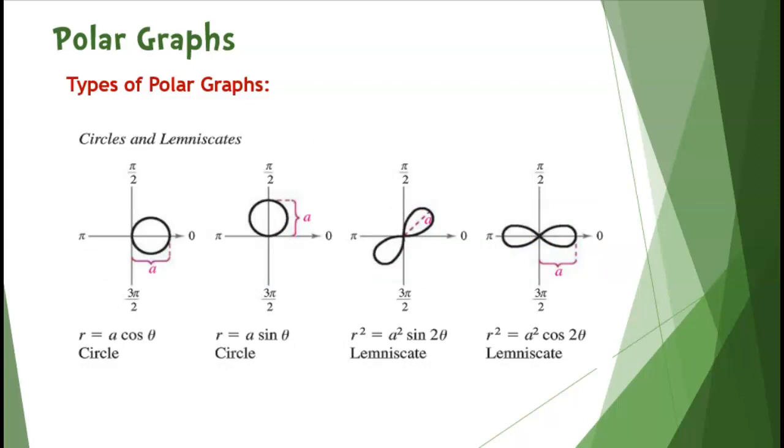And finally, we have the circle, which you can see is oriented around the pole axis, or it could be oriented around the pi over 2 axis. And then a lemniscate, which is the figure 8 looking one. It could be on the diagonal, or it could be horizontal. So those are the different kinds of polar graphs.